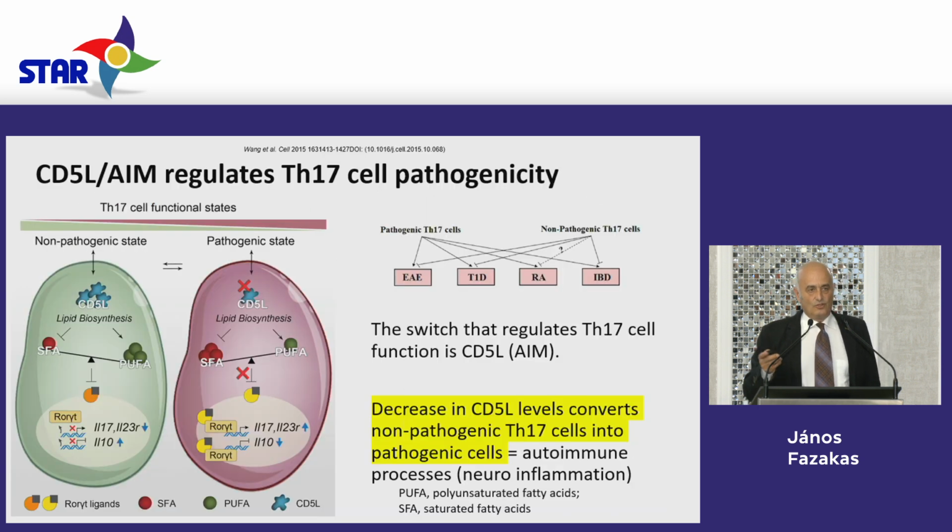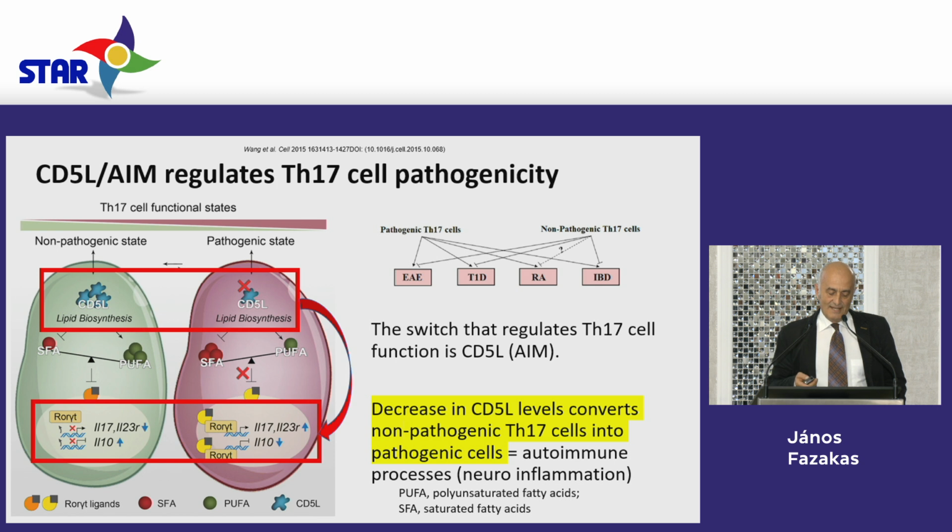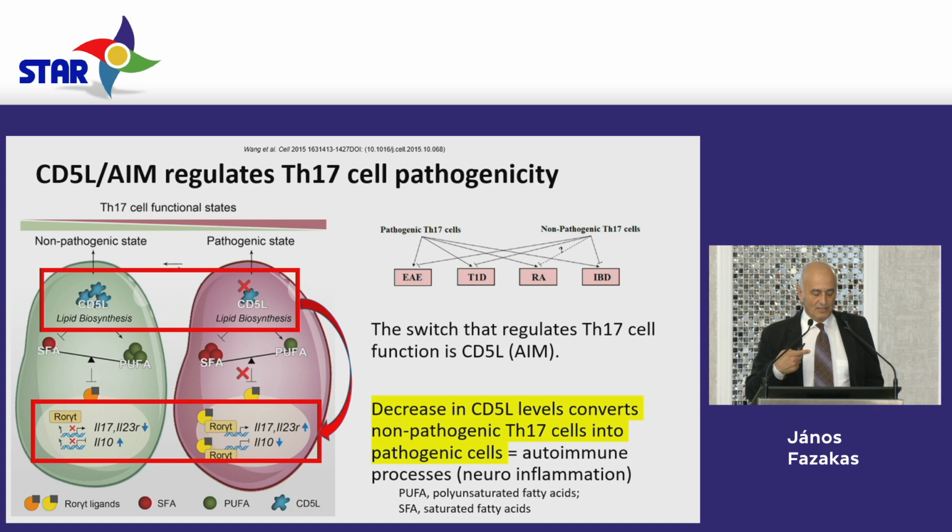And it has a connection with the lipid biosynthesis, because if you have more polyunsaturated fatty acids compared to the saturated, and here we have again a balance, then it will be produced or not produced, and you could have even Th17 cell pathogenicity according to this. So if these levels are decreased in your patient, then it converts the non-pathogenic Th17 to a pathogenic one and plays a role in autoimmune processes.